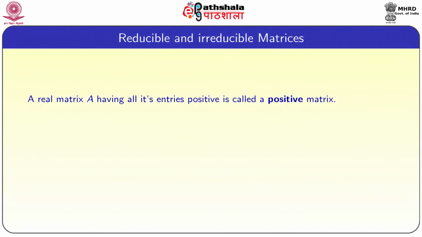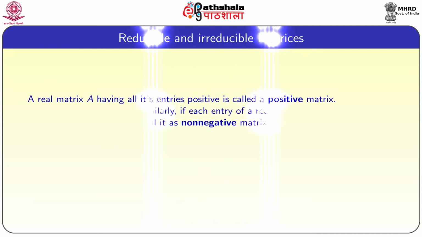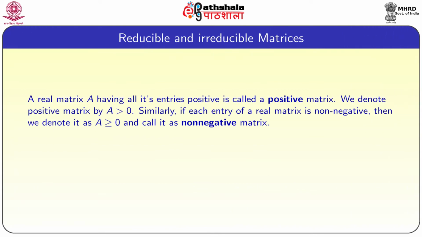A real matrix A having all its entries positive is called a positive matrix. We denote a positive matrix by A greater than 0. Similarly, if each entry of a real matrix is non-negative, then we denote it as A greater than or equal to 0 and call it a non-negative matrix. Similarly, we can define a positive or non-negative vector.